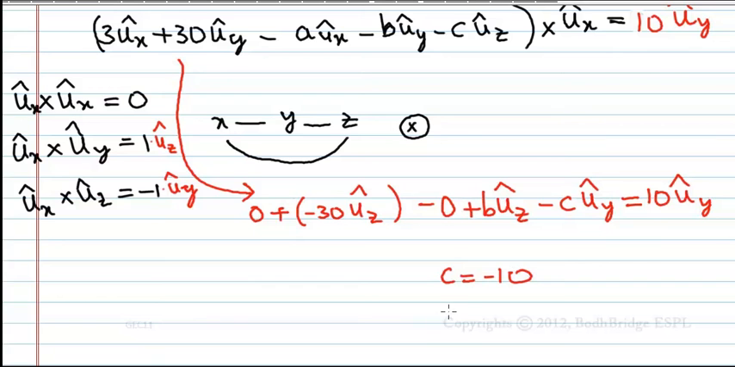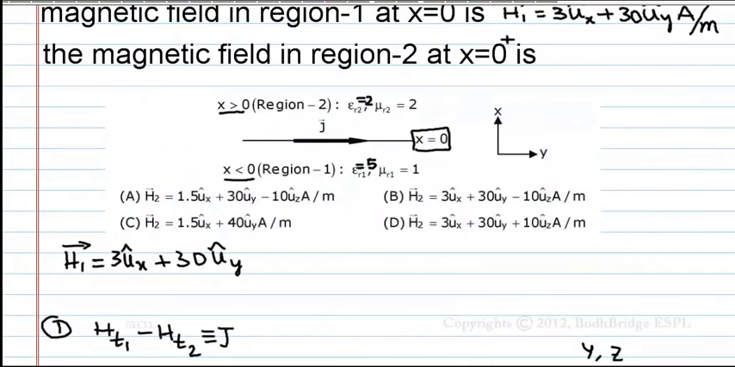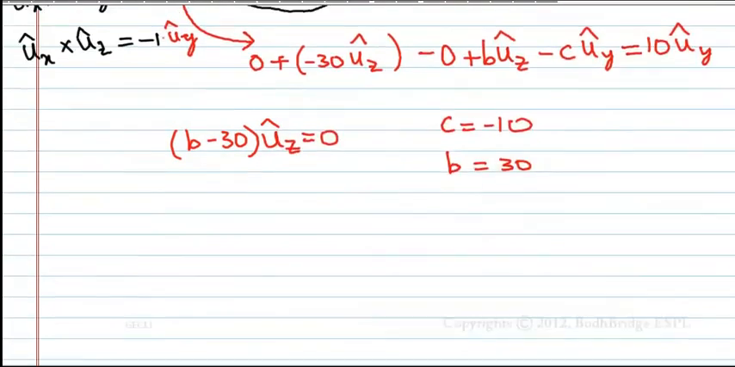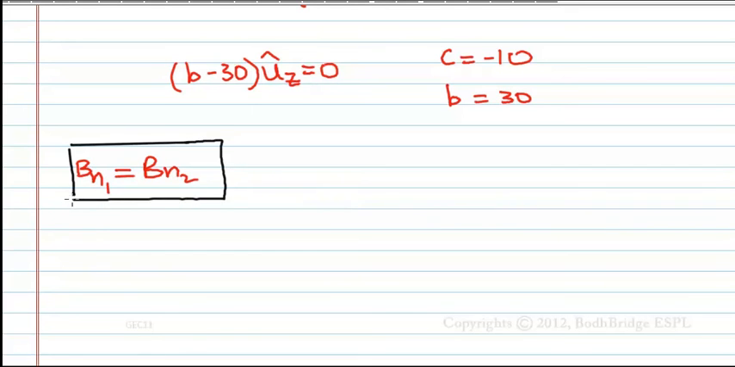B minus 30 into uz is equal to 0. On the right side there is no uz term. Therefore b equal to 30. Fine. Now our aim is to find only a. For finding a, again we should use boundary conditions only. For finding a, I may use bn1 equal to bn2, right? Bn1 is equal to bn2 is the boundary condition that I am going to use now. For finding a, b and c I got.